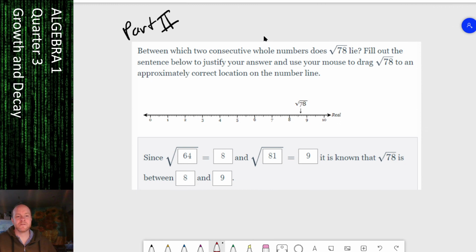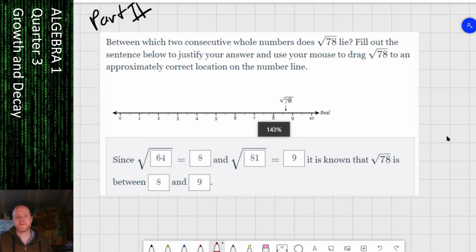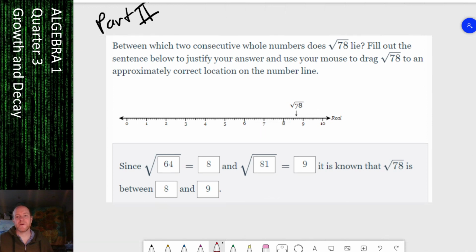There's a part 2. It doesn't say part 2, but it's the second one. And we're going to estimate square roots. These are numbers that are not perfect squares. And so the best we can do so far is figure out what 2 whole numbers the answer is between. And so we're given a number, in this case, 78. And we have to think to ourselves, what are the perfect squares?